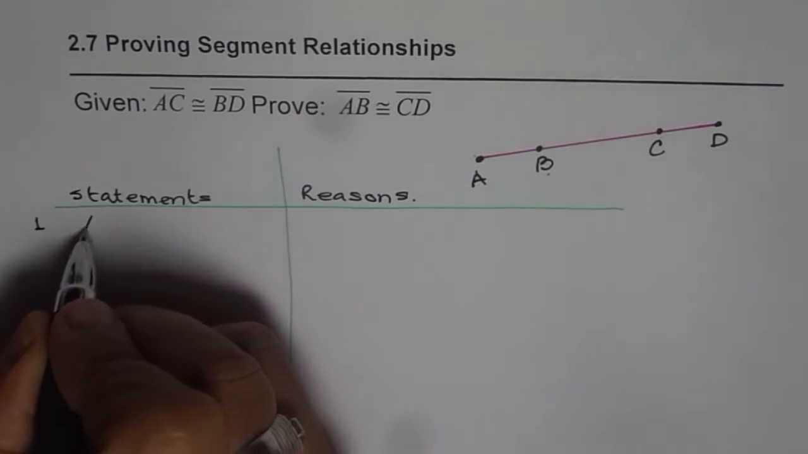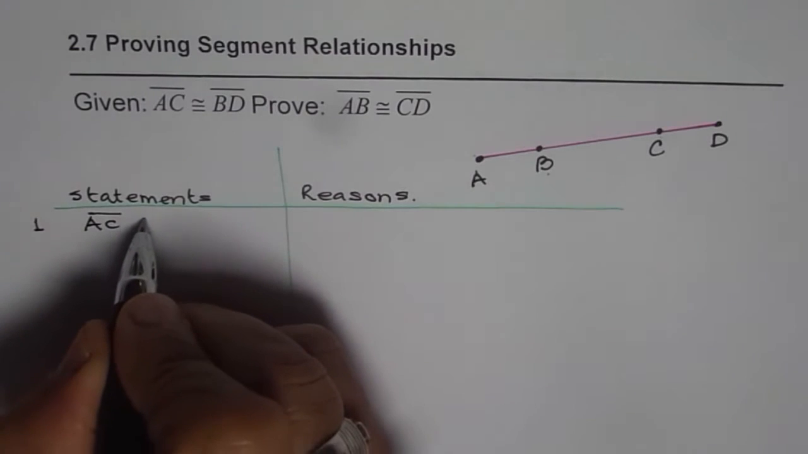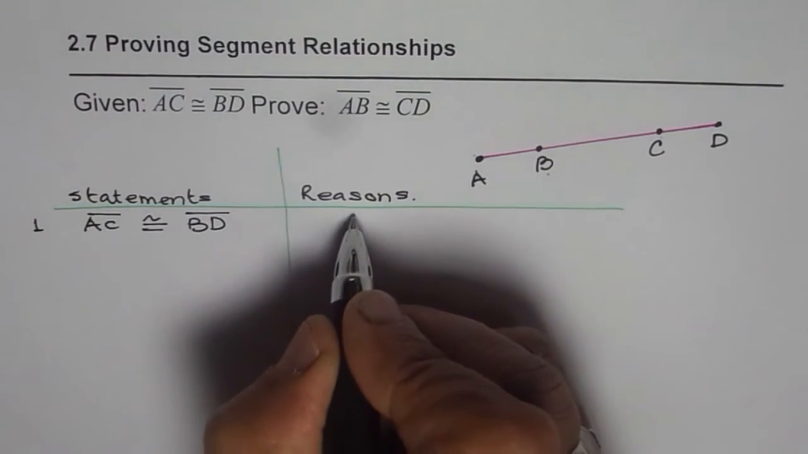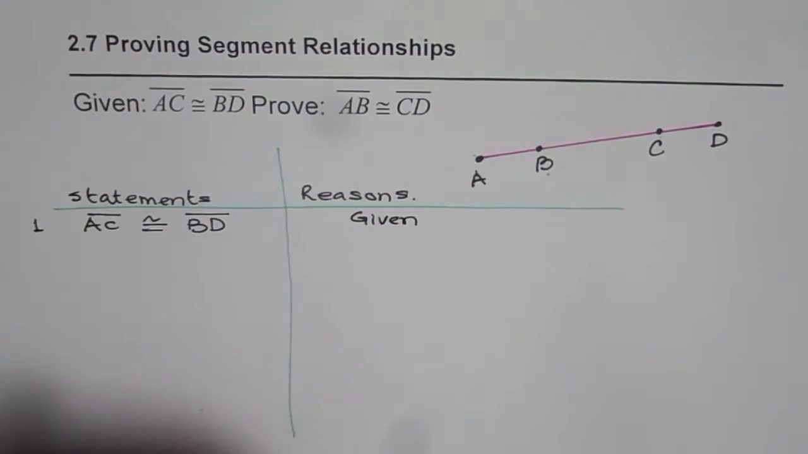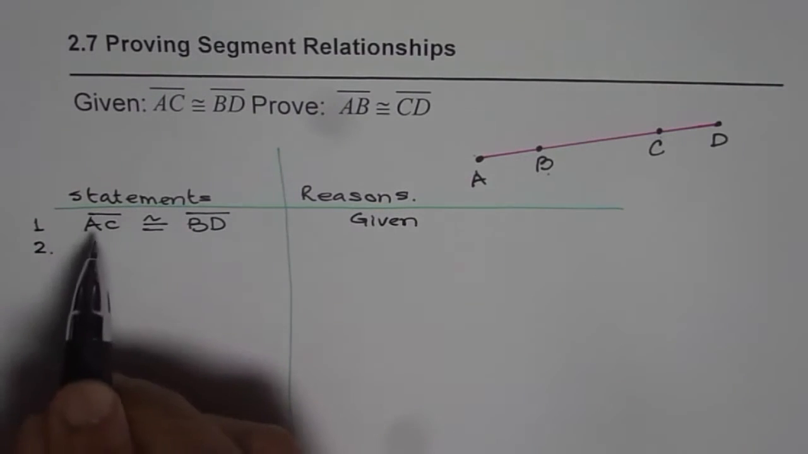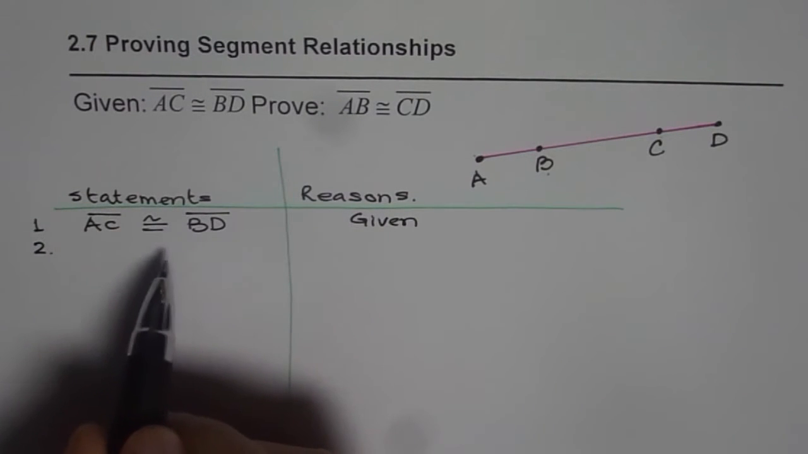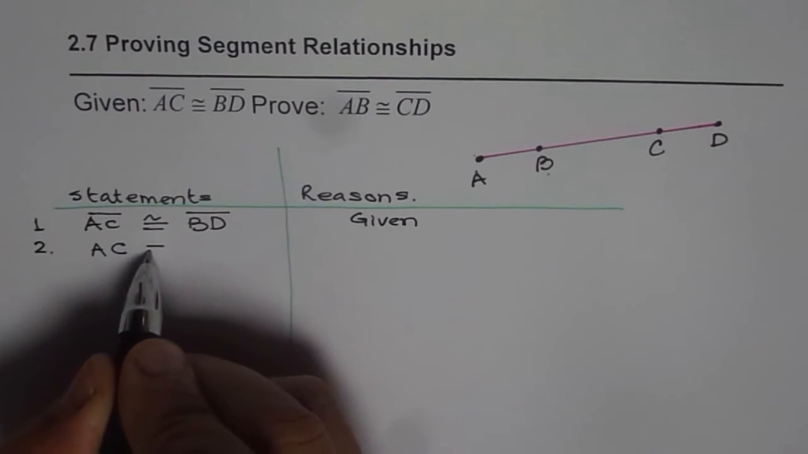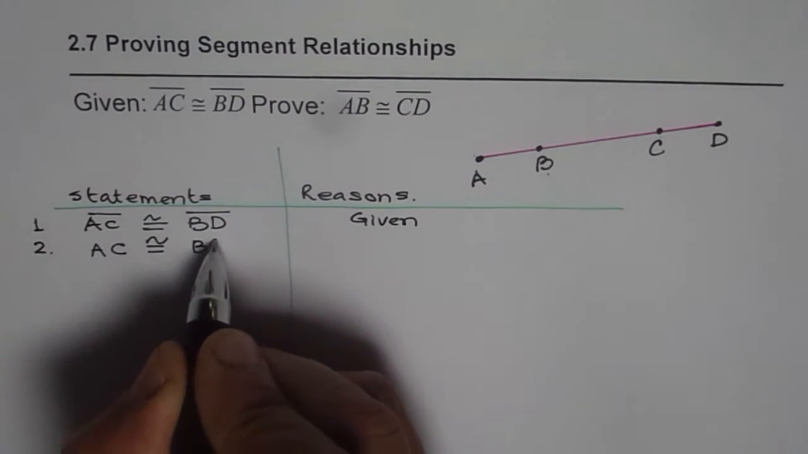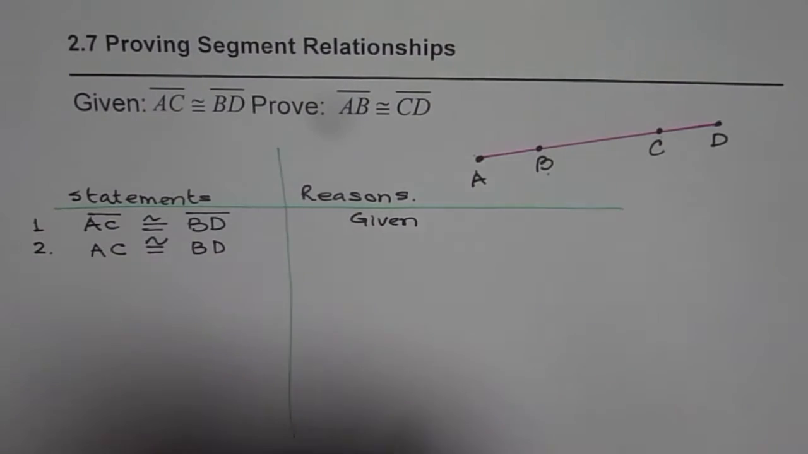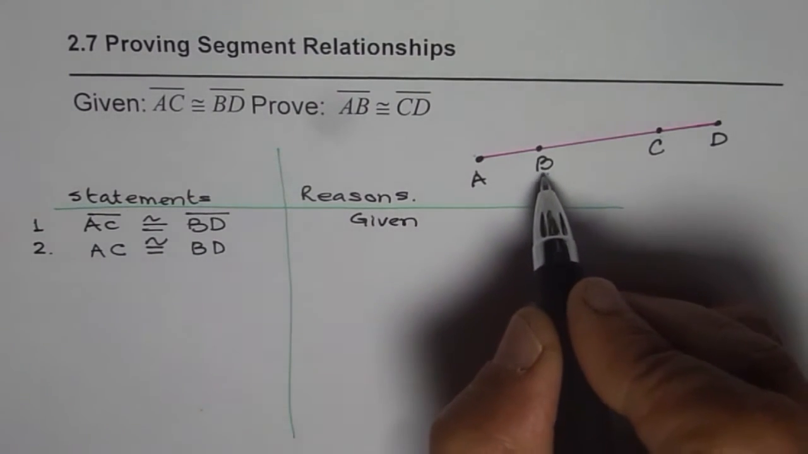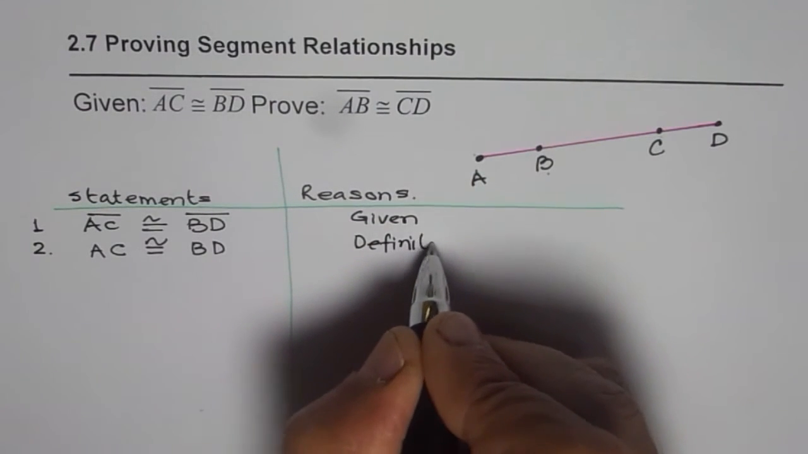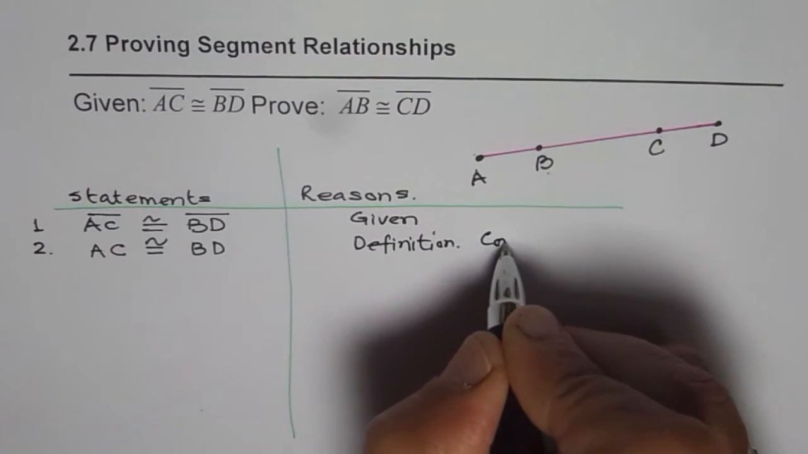We are given that segment AC is congruent to segment BD. Reason: given. Now, when the segments are congruent, that means their measurements are the same. So the measurement of a segment is written as AC congruent to BD. That is the measurement of these segments. That means the length AC is equal to length BD. This we get from the definition of congruence.